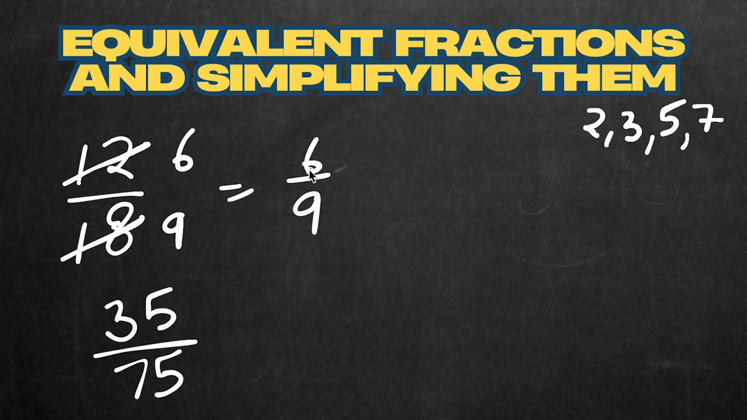Now we know both of them can further be divided, so it's not the simplest form of the fraction. So what can that be? Let's try with 3. We know 6 and 9 are both divisible by 3, right? So now 3 times 2 is 6. 3 times 3 is 9. So the final fraction is 2 over 3.